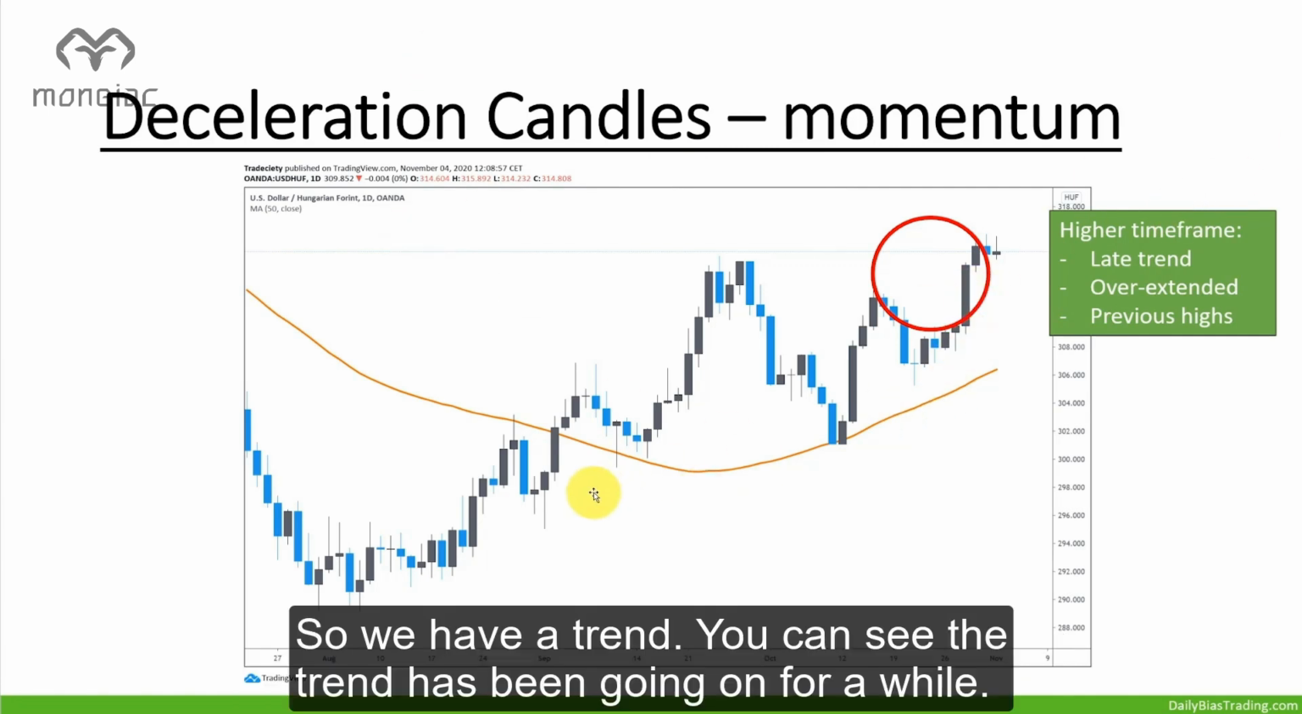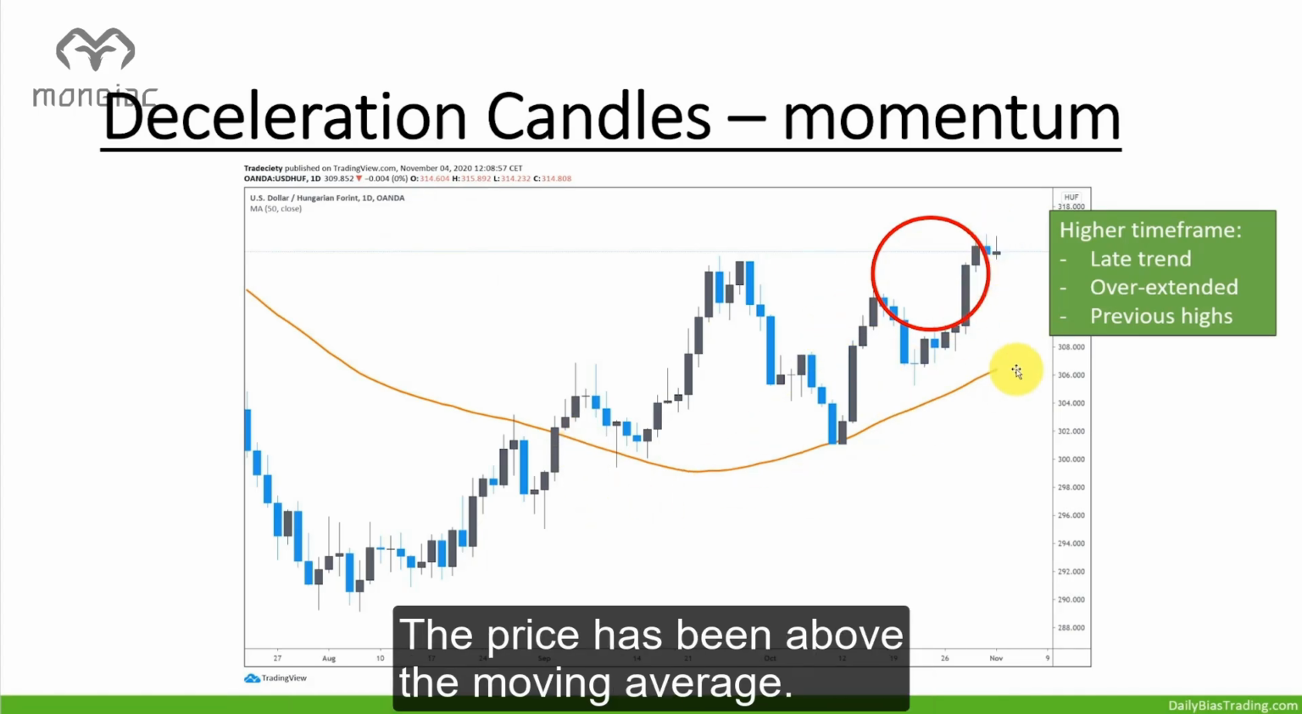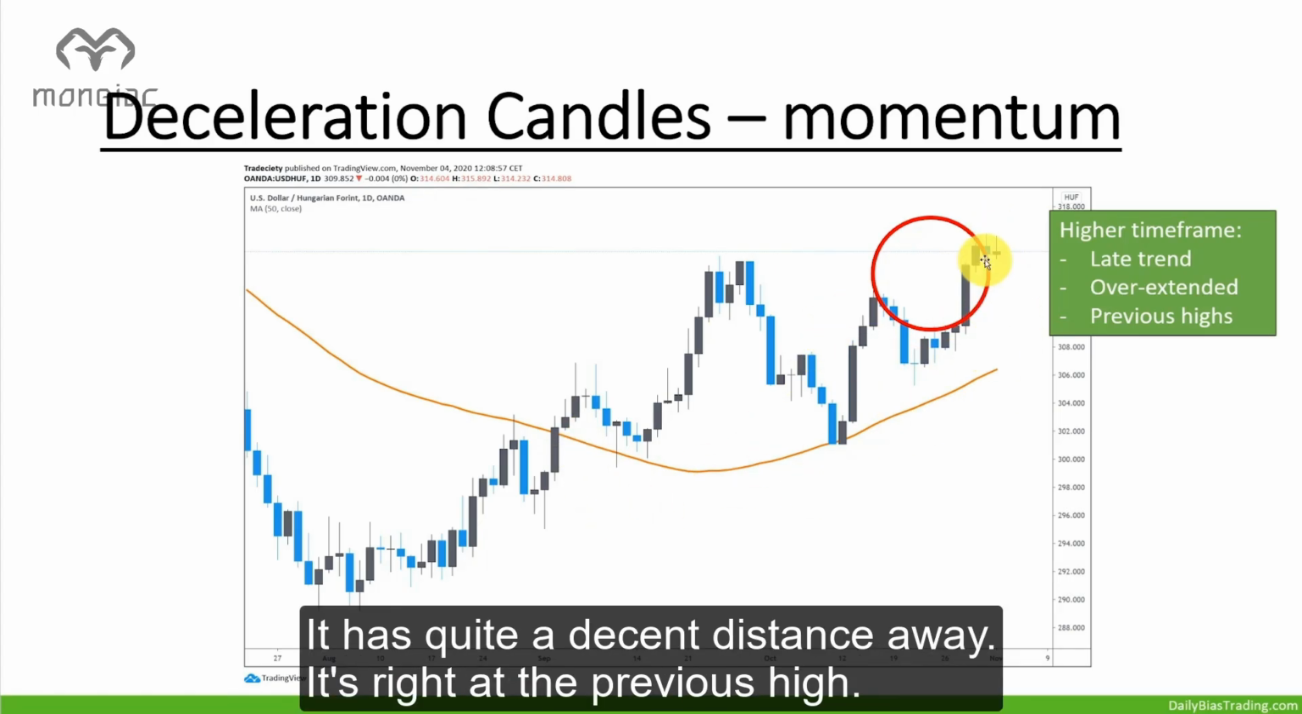So we have a trend. You can see the trend has been going on for a while. The price has been above the moving average. It is quite a decent distance away. It's right at the previous high.